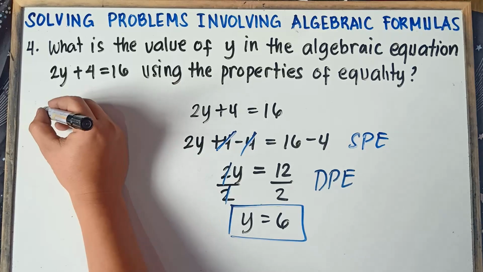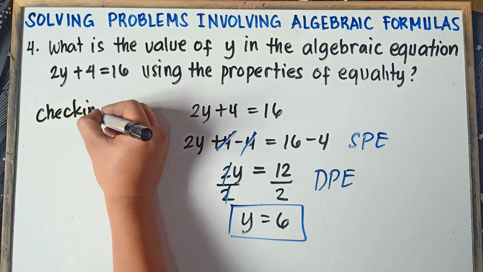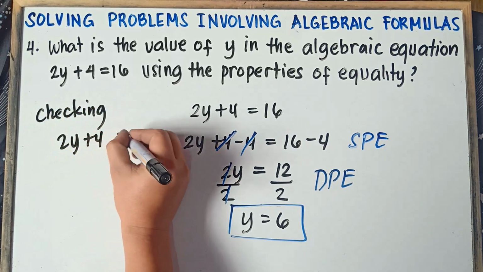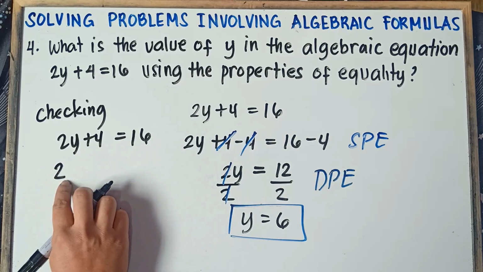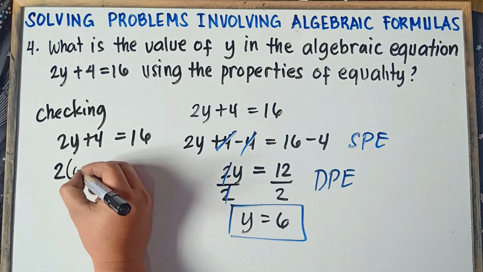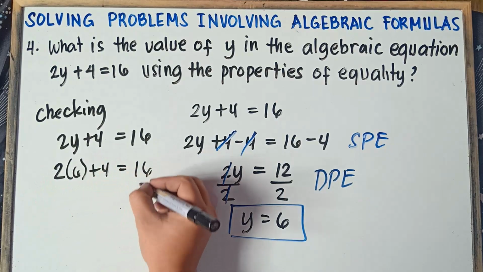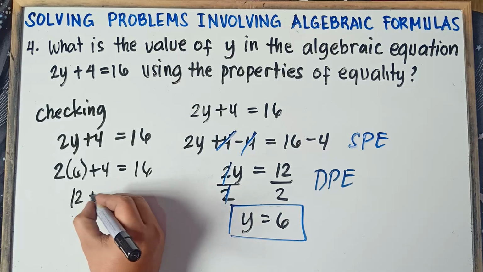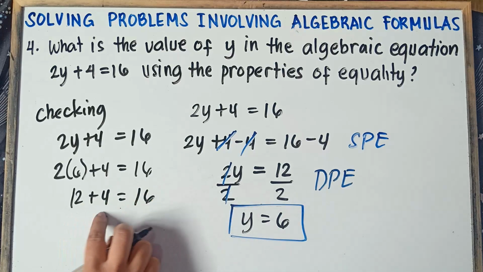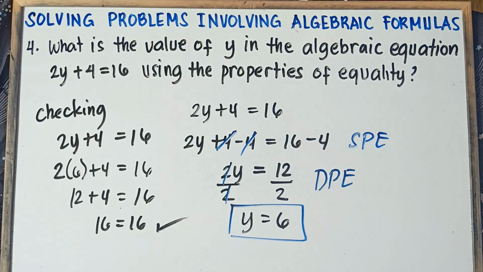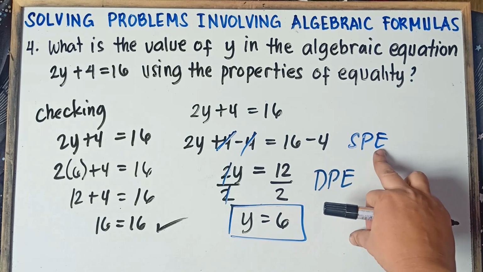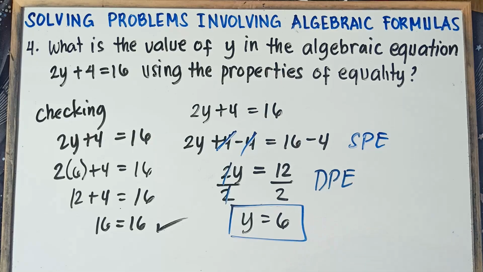We can check our answer. So checking. So 2y plus 4 equals 16. So 2y, it means 2 times y. So 2, copy 2. The value of y, that would be 6. So 2 times 6 plus 4 equals 16. 2 times 6, that would be 12. Plus 4 equals 16. 12 plus 4, that would be 16 equals 16. Check. That's it, class. That's the answer with regards to example number 4, class. The value of y, that would be equal to 6. And we use subtraction property of equality and division property of equality.